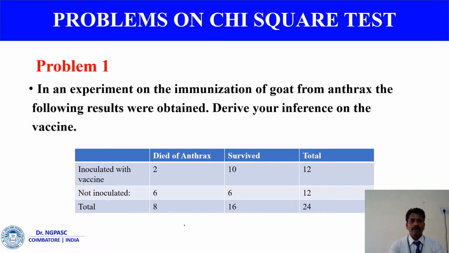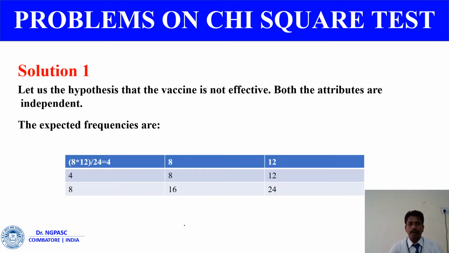In an experiment on the immunization of goats from anthrax, the following results were obtained. Derive your inference on the vaccine. In the given table, died of anthrax: inoculated with vaccine 2, not inoculated 6. The first column total is 8. Survived: 10, 6, second column total 16. The row totals are 12 and 12. The grand total is 24.